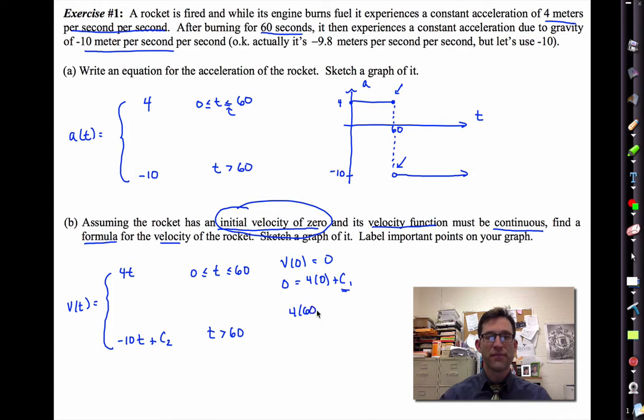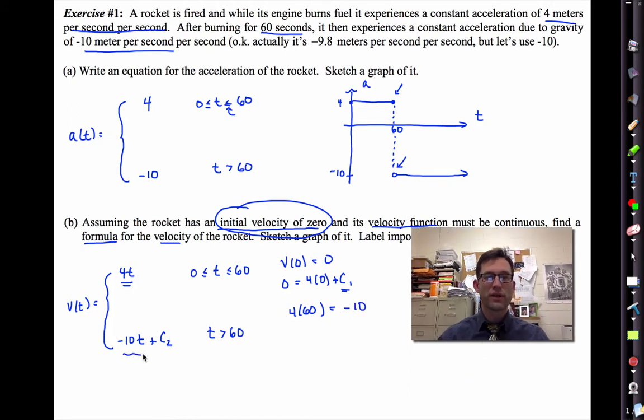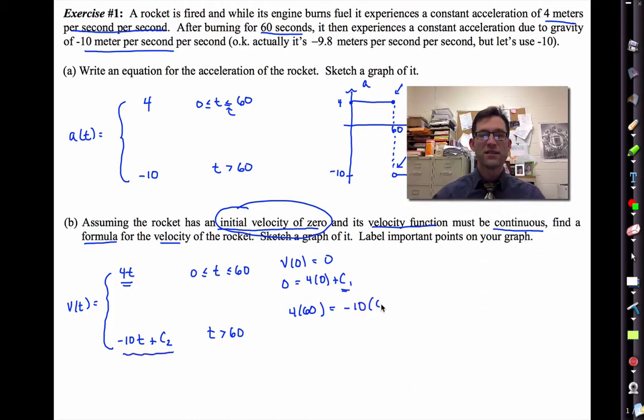Now, because the velocity must be continuous, whatever this formula predicts at 60 has to be the same as whatever this one predicts at 60. And that is what will give us our C2. Just like in our lesson yesterday, 240 equals negative 600 plus C2, and C2 is 840. So I'm going to go back, retroactively get rid of this, and put this in.